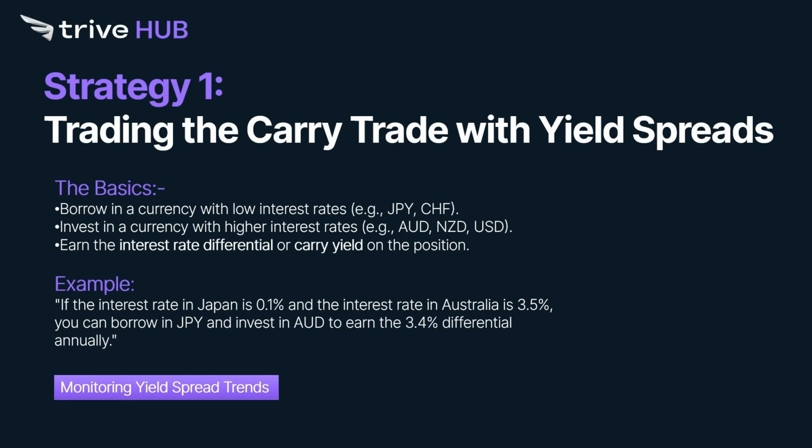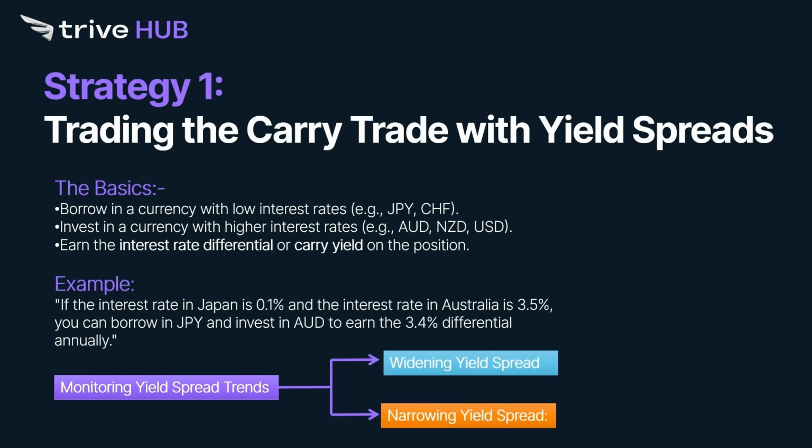But after initiating this carry trade, you need to monitor yield spread trends regularly. If the yield spread is widening, that indicates the high yielding currency is becoming more attractive. For example, if the US 10-year versus 2-year yield spread widens compared to Japan, then USD JPY becomes a strong carry trade opportunity. And if the yield spread is narrowing, it signals reduced attractiveness of the high yielding currency. Consider exiting or avoiding initiating new carry trades in such cases.